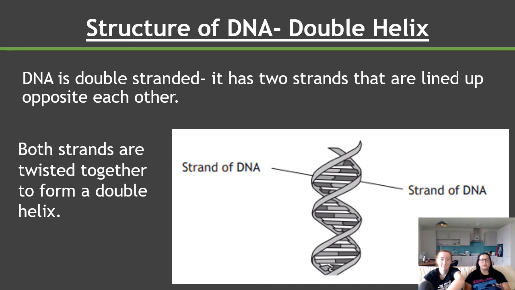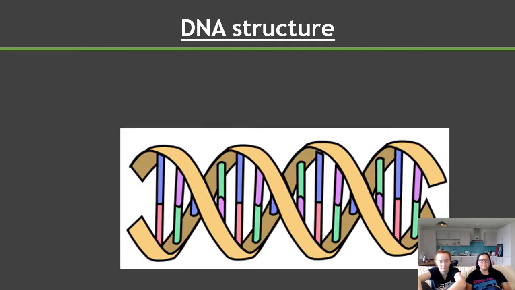Okay, so let's look at the structure of DNA. DNA is double-stranded. It's two strands, lined up opposite each other, and they twist together to form something called a double helix. That's very important. If they ask you what the shape of DNA is, that is called a double helix. You see there's one strand running down, and another strand opposite it, and they twist together and form this double helix structure. So a very important term there.